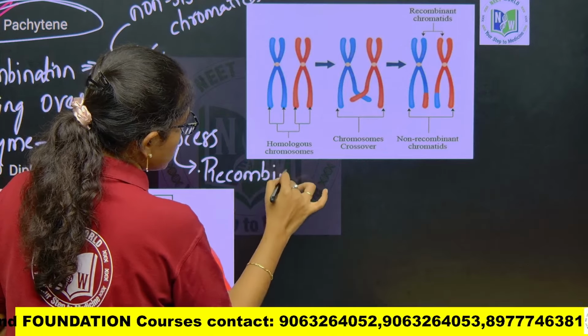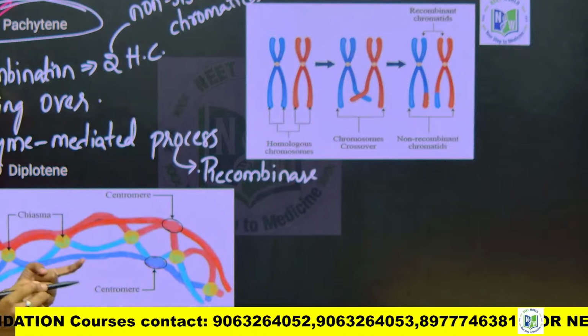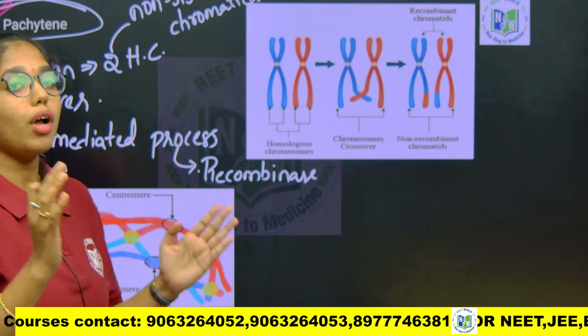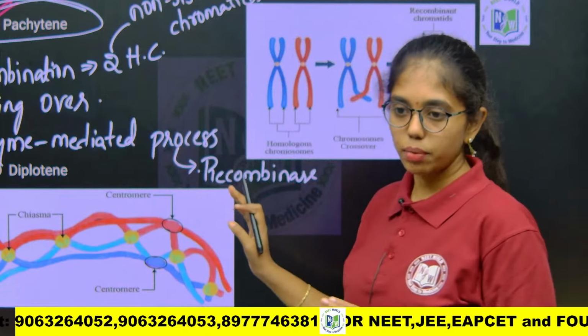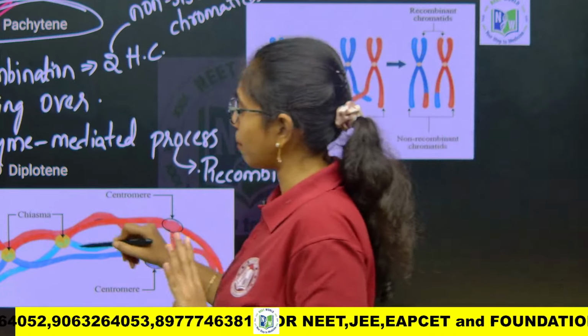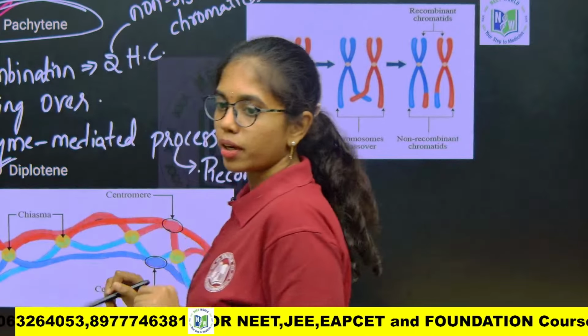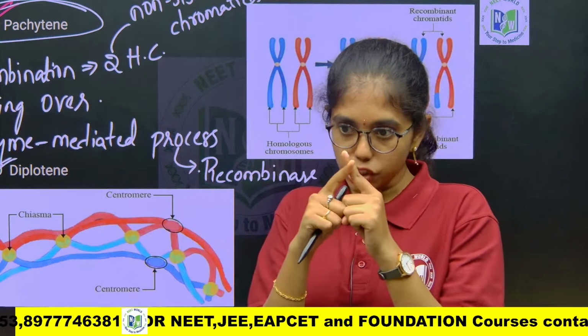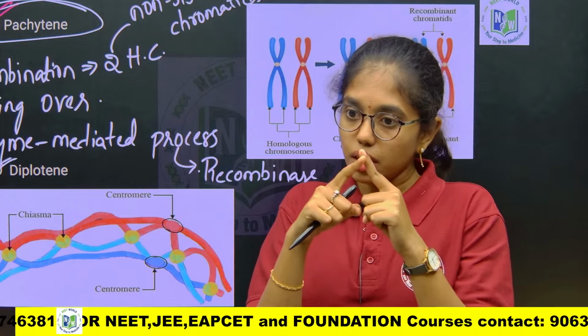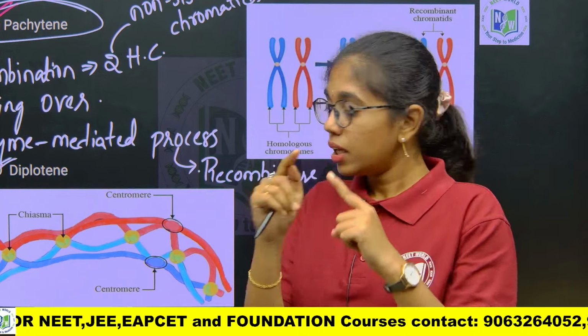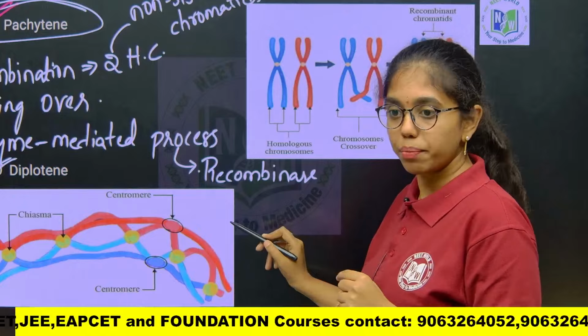Recombinase is the enzyme that is mediating the recombination between two non-sister chromatids of homologous chromosomes. Till here it is clear? Next, the fourth most important substage, that is diplotene. Once crossing over is finished, what happens? Yes, it forms chiasmata, X-shaped structures.